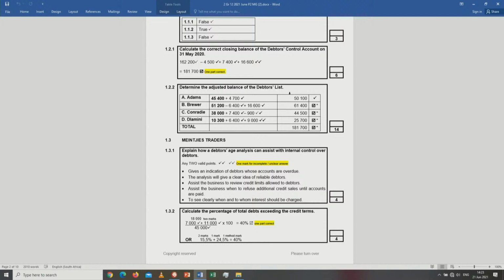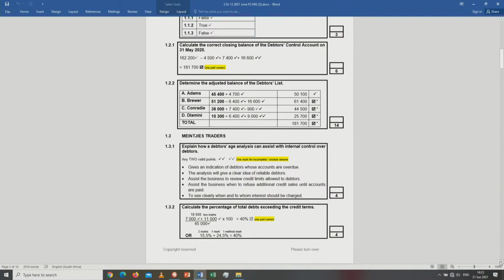It assists the business to review credit limits allowed to debtors, when you want to decide whether you give them more credit or you want to not allow them further credit or to buy more if they don't stick to their credit terms. It assists the business in deciding when to refuse additional credit sales until accounts are paid, and to see clearly when and to whom interest should be charged, right? And remember, you must be able to link the learner's answer to one of these 5 options, right?